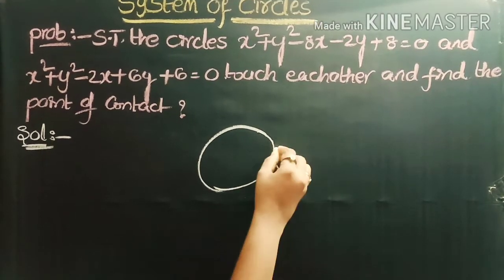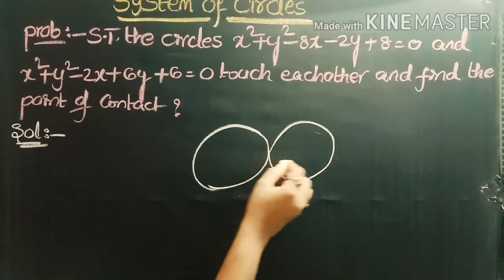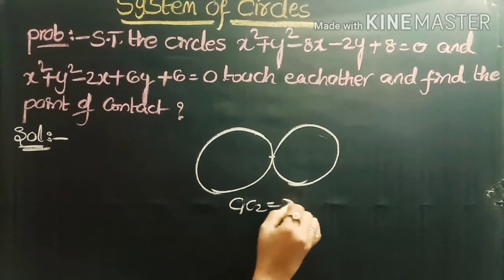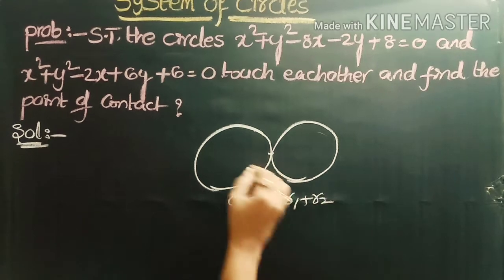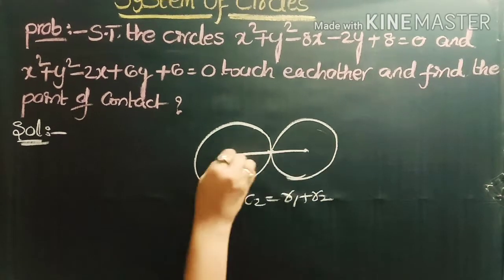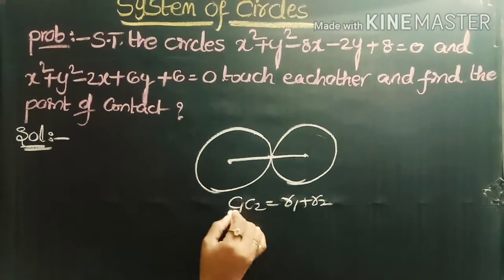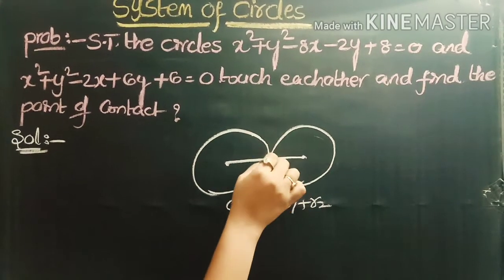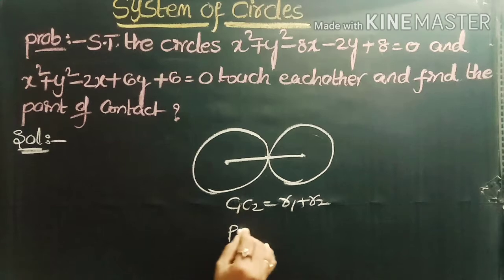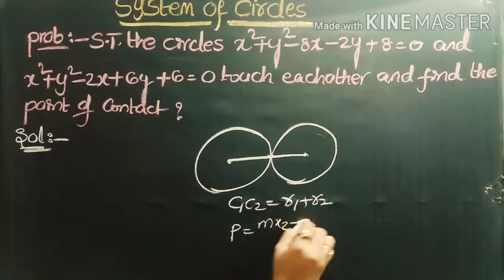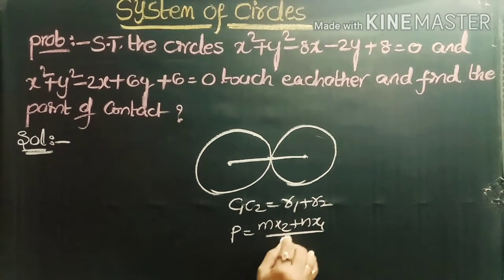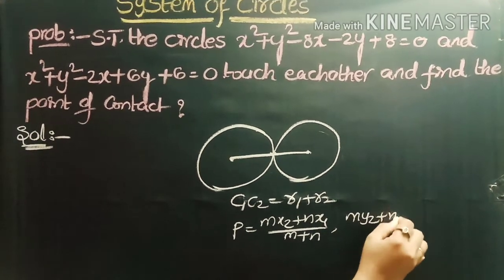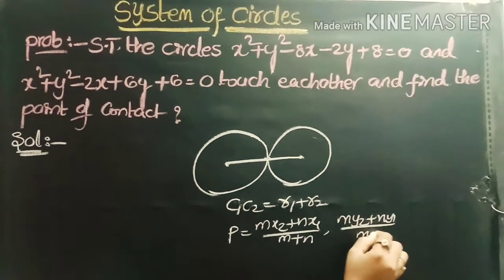Now this is called the two circles touch each other externally. In this case the condition is C1C2 = R1 + R2. Already we have learnt about this topic in the circles chapter. So here if C1C2 is equal to R1 + R2, then we can say that the two circles touch each other externally, and the point of contact P is (mx2 + nx1)/(m + n), (my2 + ny1)/(m + n). This is the formula for finding the point of contact.